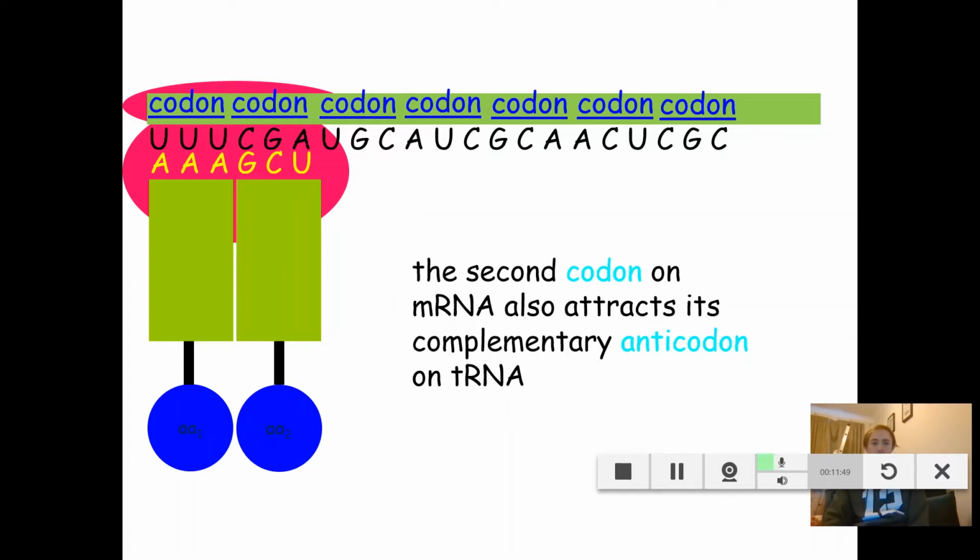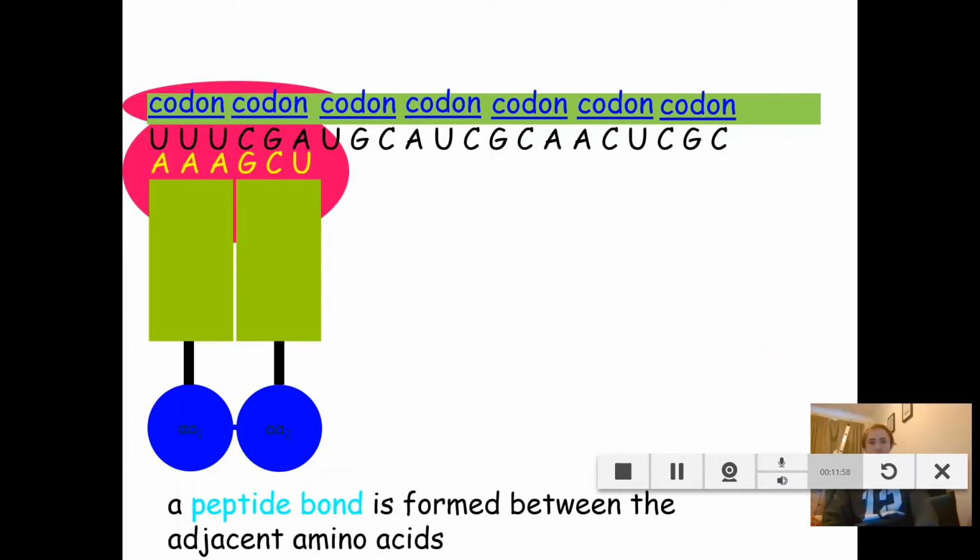Now we've got two amino acids sat next to each other. That does not a protein make. We have to make a protein, and so we're going to have to attach those amino acids together. So we make a peptide bond between the adjacent amino acids. They're close to each other, some enzymes come along, which I'm not going to go into too much right now, and they catalyze the creation of a peptide bond between the two amino acids. So now we've got two amino acids joined together, and this is the start of our protein.